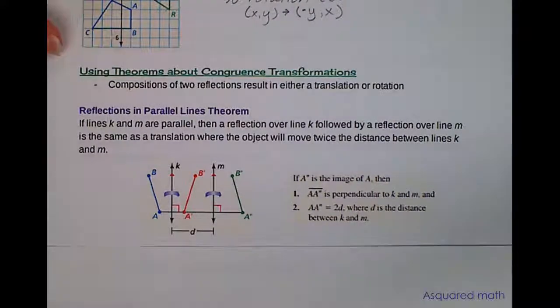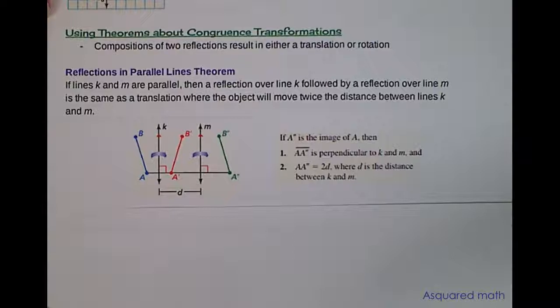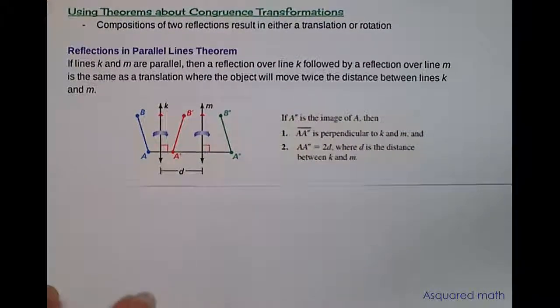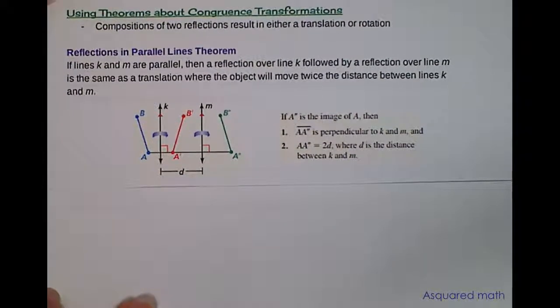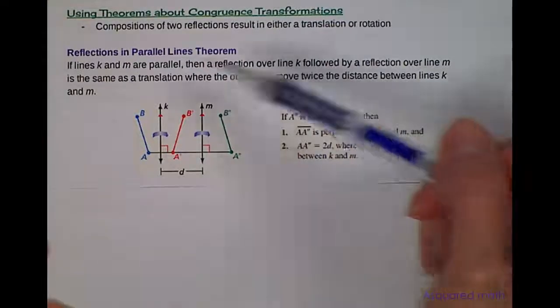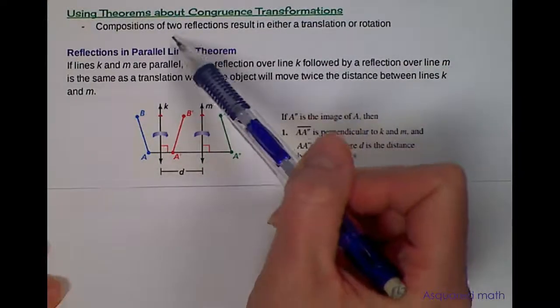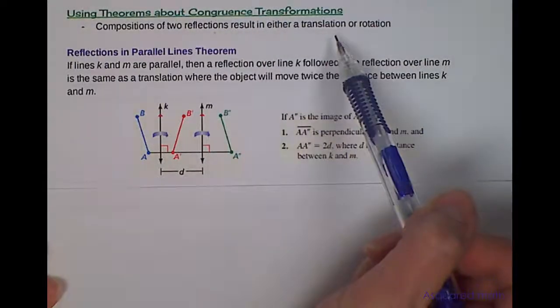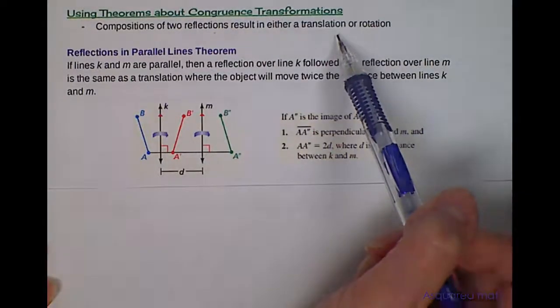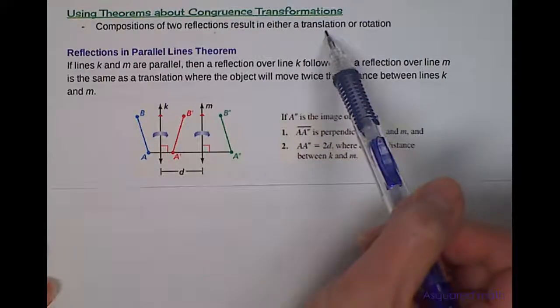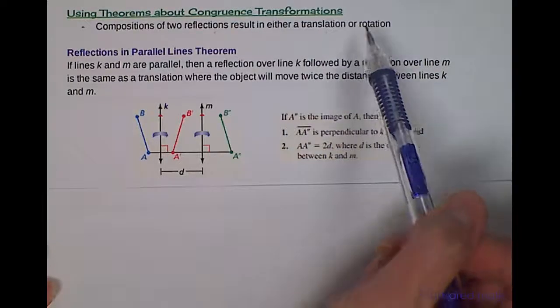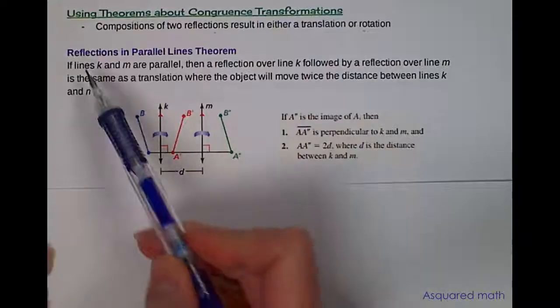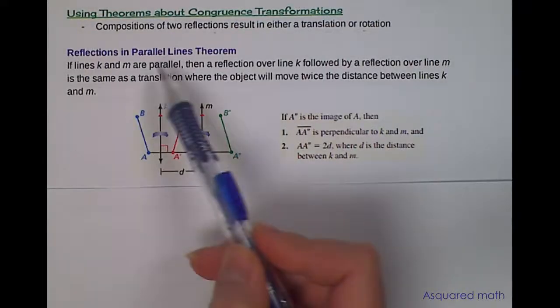The next bit of information that we are going to talk about is using theorems for congruent transformations. We are going to look at composite reflections. So we are going to work with two reflections that result in a figure that we can describe as a single translation or rotation. First thing we're going to look at is reflections in parallel lines.